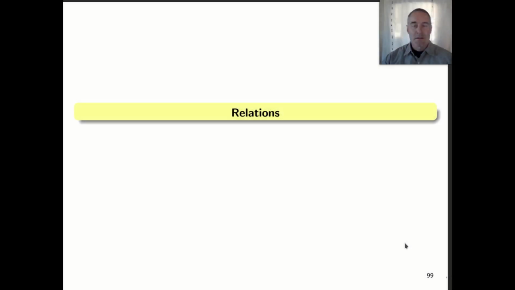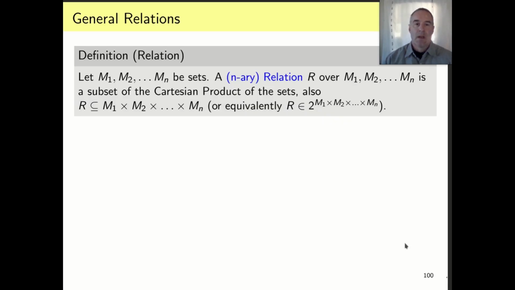Now that we've had a chance to look at sets, let's look at relations. So what is a relation? A relation is actually just a relation amongst sets. Right? So if you have a given relation over a number of different sets, then we take the Cartesian product of all of those sets to find all the possibilities for that relationship. And the relationship is just a subset of those.